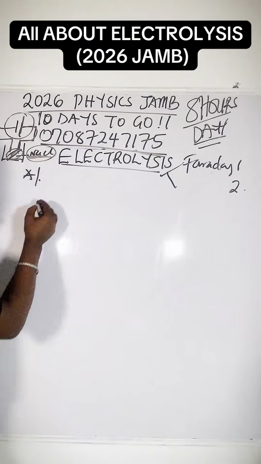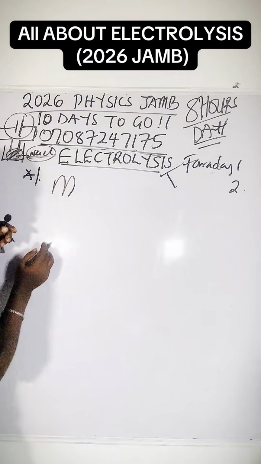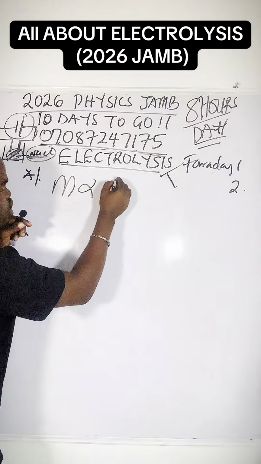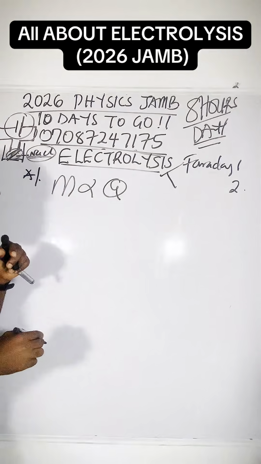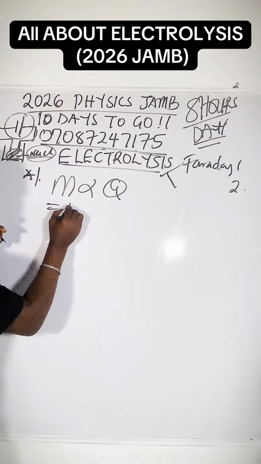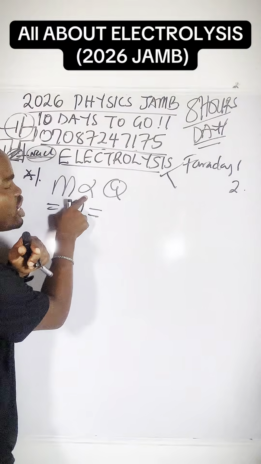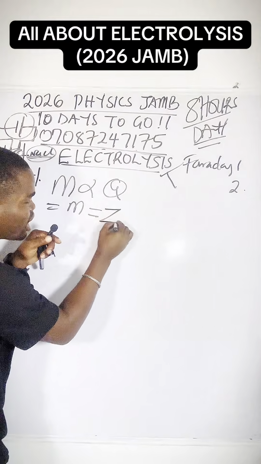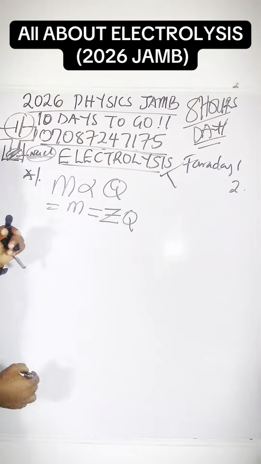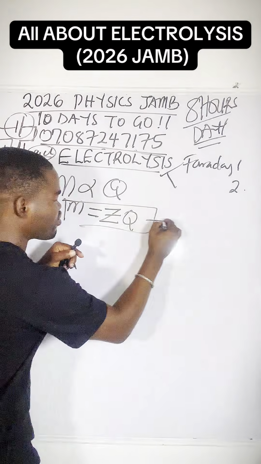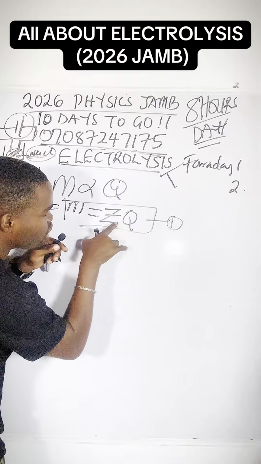Now, from that law, you can agree that mass is directly proportional to the quantity of electricity that is passed through it. That's what the law is saying. So from here, you will say M is proportional to Q. In mathematics, if you want to change this sign to an equal to sign, it must have a constant, and that constant is Z. So this is the first formula you need to know. But you need to know what these two mean.